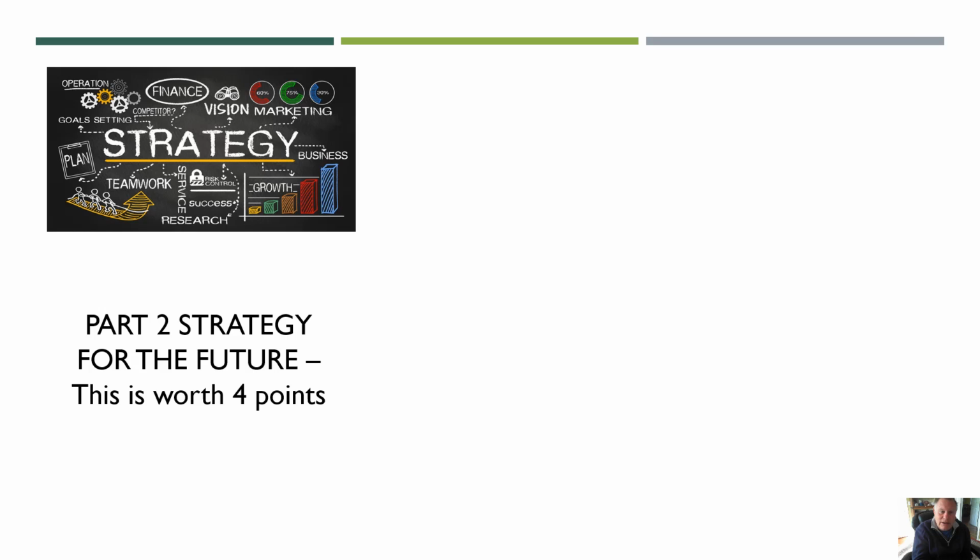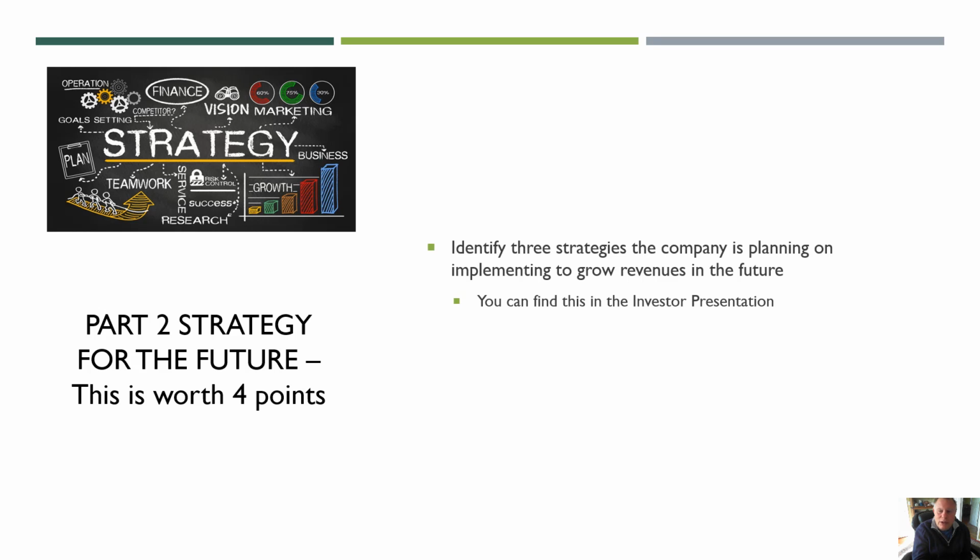Next section is, what's their strategy? What are they going to do to build the company? What I want you to do is identify 3 strategies the company is planning on to implement the growth of revenues. Focus on revenues. We don't care about what, at this point, what they're going to do with expenses. What are they going to do to grow revenue? Controlling expenses is a short-term exercise.